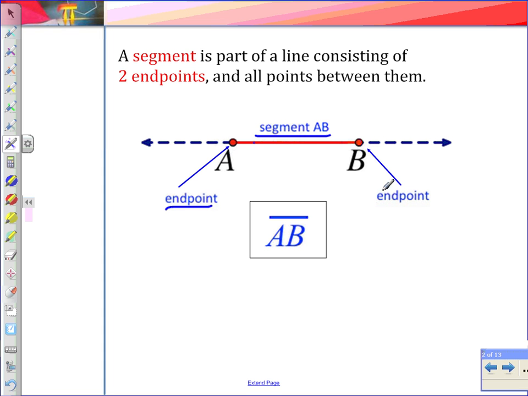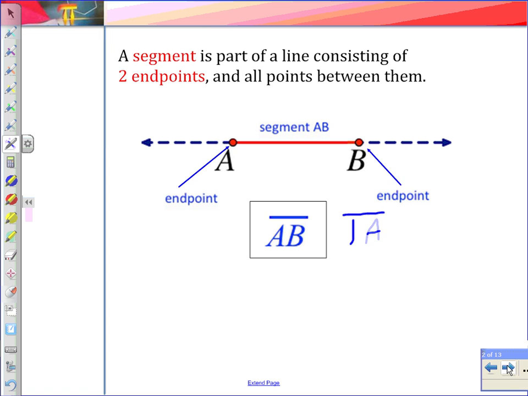You can see we have one endpoint, the other endpoint, but that segment is on the line, which we call line AB. The notation that we use for a segment is we name it with its 2 endpoints, A and B, and then we draw the little overbar on top. You do not need to draw dots at the end of the overbar, just a nice straight line. Okay, segment AB is exactly the same as segment BA. So even if I reverse the order of the letters, it's still the same segment.